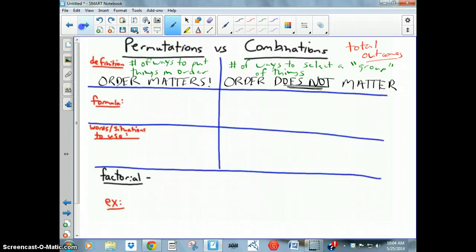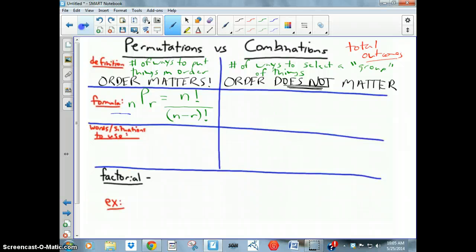Now let's talk about the formula, or the mathematical way to calculate this. On your calculator for permutations, you'll see little n, capital P, little r, which capital P means permutation. Now what does that mean? That means basically you take the total number, which is n, and you divide it by n minus r. n factorial divided by n minus r factorial.